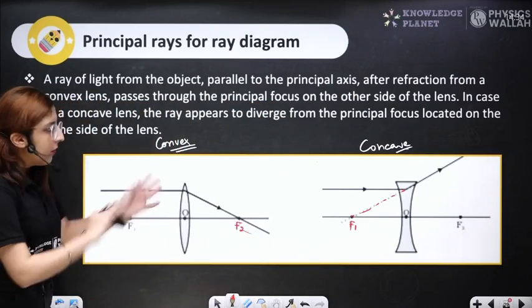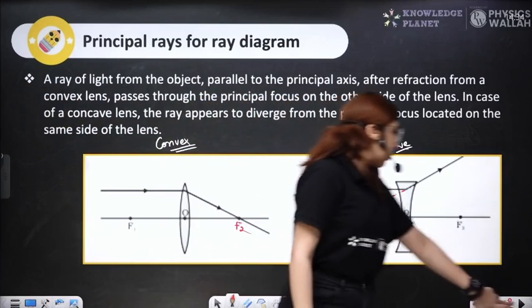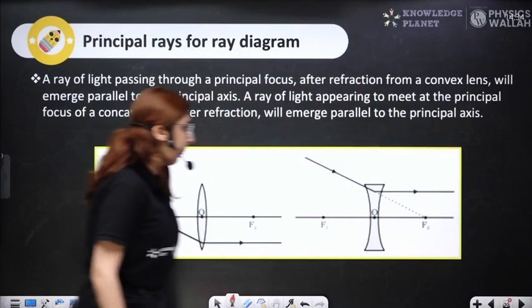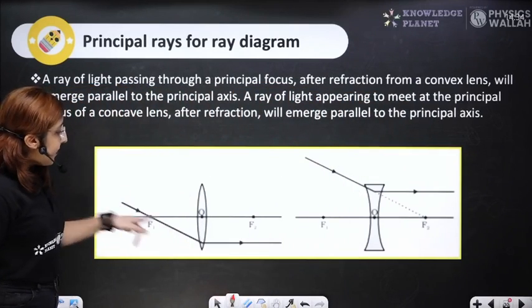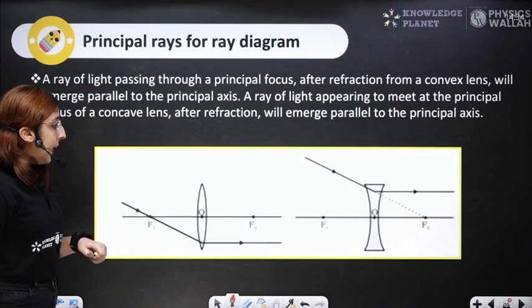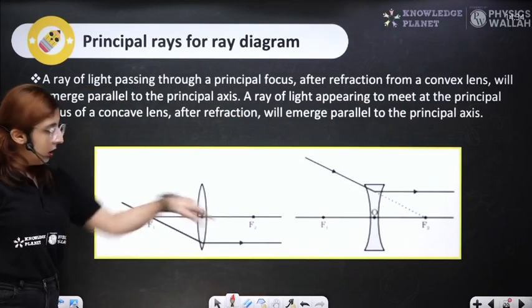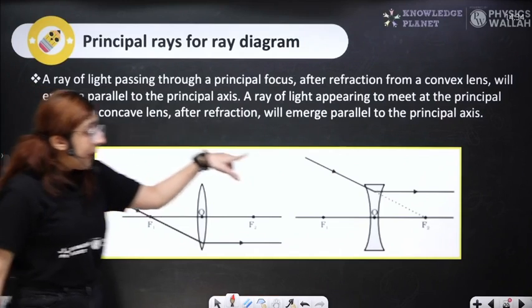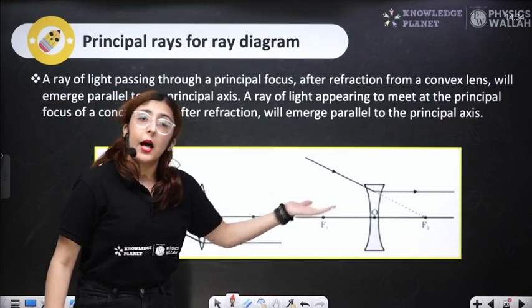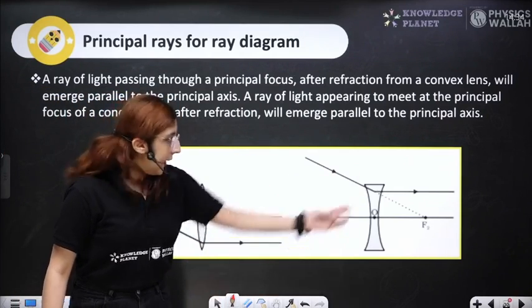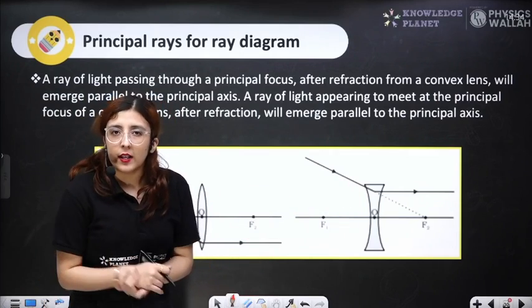Okay, now invert this case. A ray passing through the focus, then what will happen? Have a look. A ray passing through the focus certainly will become parallel. Yeah, a ray appearing to pass through the focus, what will happen? It will become parallel. Yeah, invert the whole case.